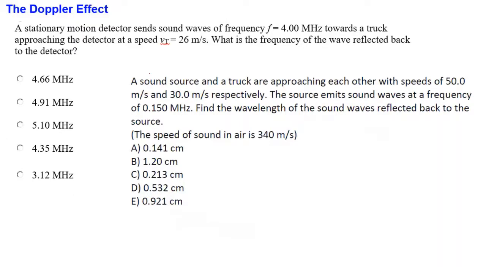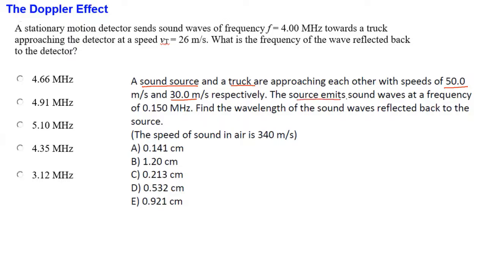So this is also a very important problem. Let's see it. We have a sound source and a track. They are approaching each other. Because they are approaching each other, this is the highest frequency, as you said. Going away from each other, this is the lowest frequency. Anyway, so I give you the speed of the sound source, 50 meters per second, and the speed of the track, 30 meters per second.